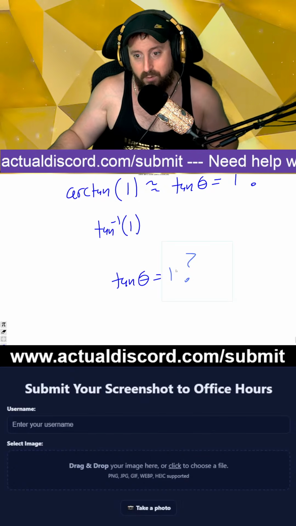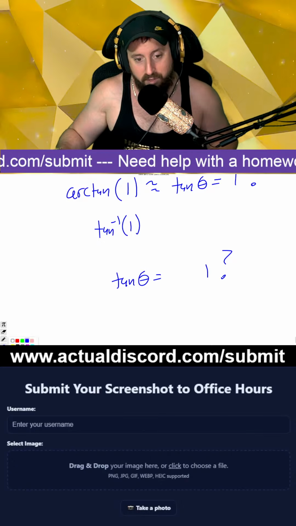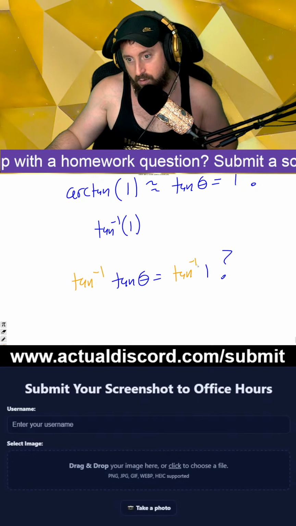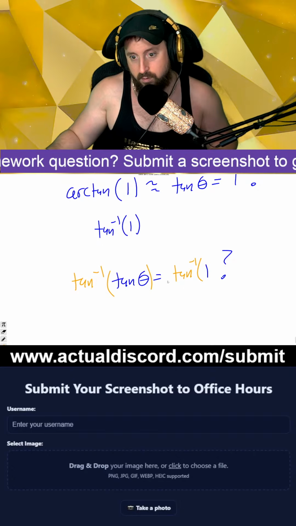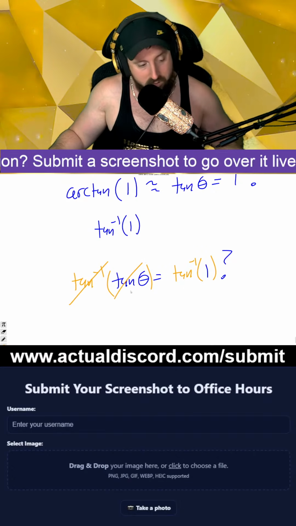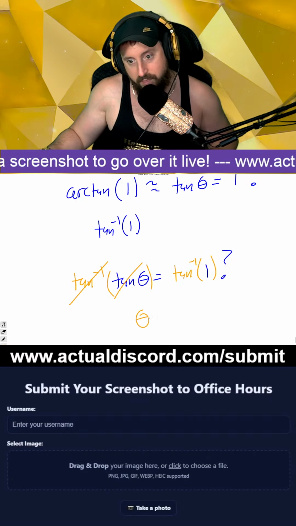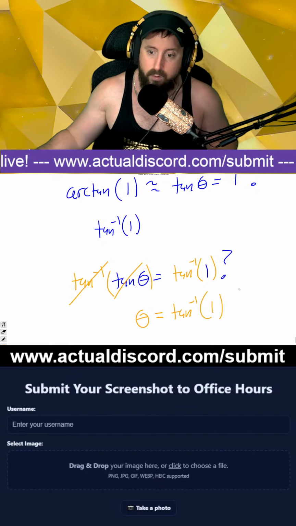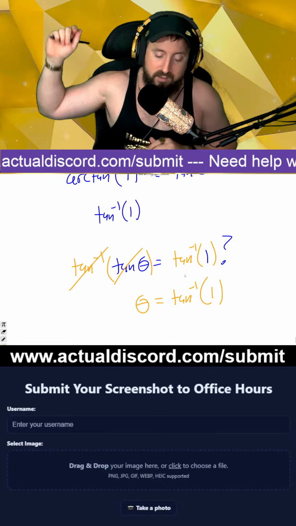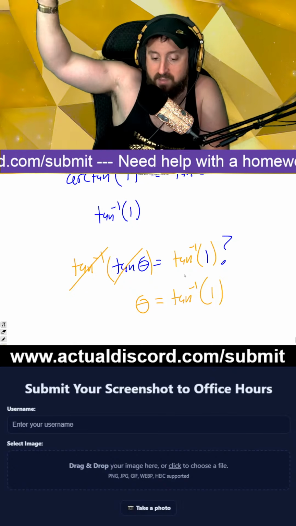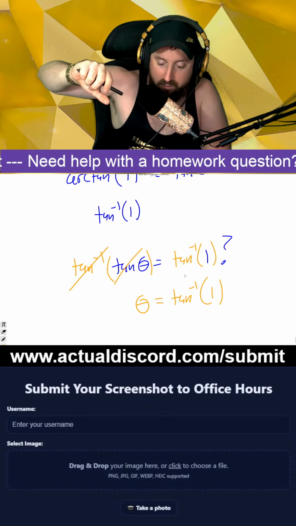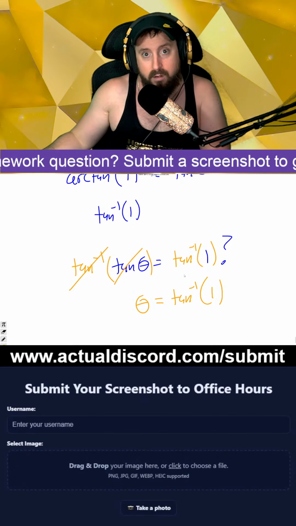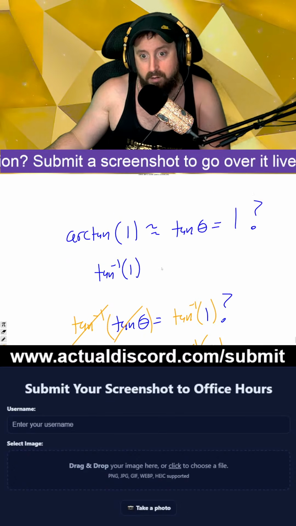But what you can do is operate on both sides by an inverse function. So I can take the arctangent of both sides. Arctangent of tangent kills that off, and then you get theta is equal to the arctangent of 1. So arctangent takes the ratio of tangent and tells you what that angle is to get you that ratio when you would take tangent of it.